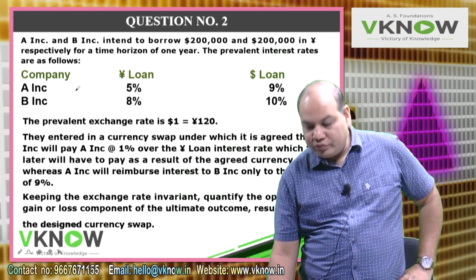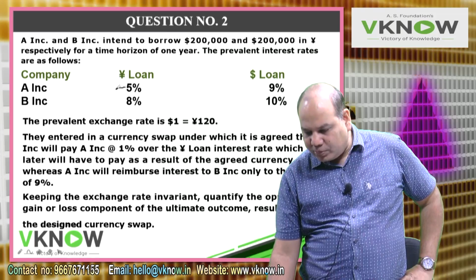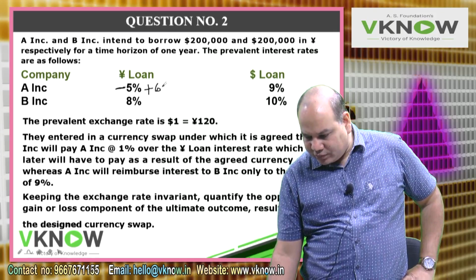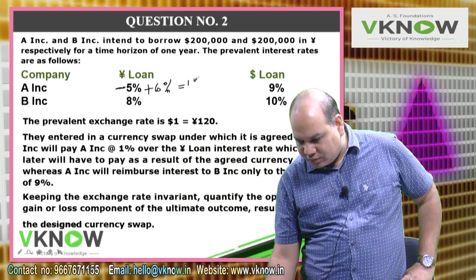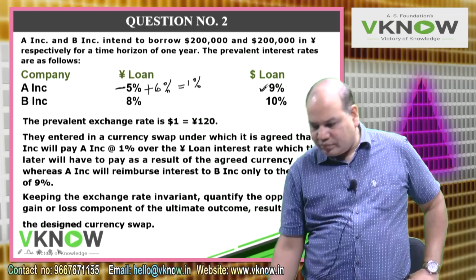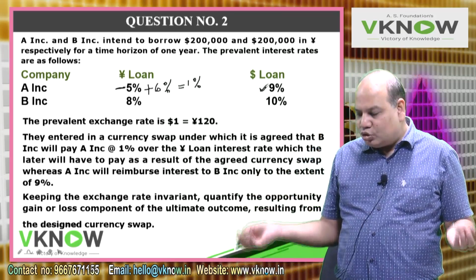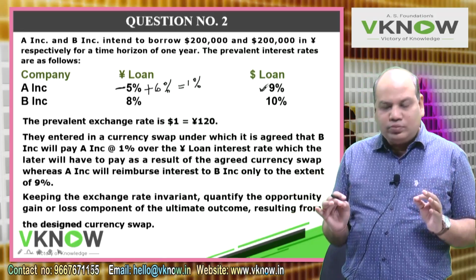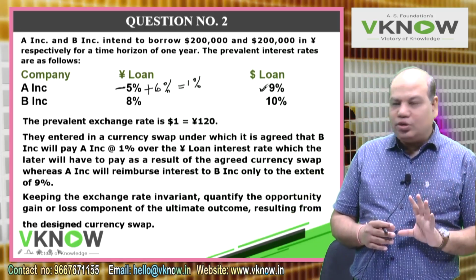On yen loan, look at it from A. A will borrow at 5%. So A has to pay its banker 5%, but A will receive 6% from B. So 1% gain to A. And A is paying to B on dollar loan 9%, which in any case A would have paid to its banker 9%. So on dollar loan, A has no profit, no loss. But on yen loan, A will borrow at 5% and transfer to B at 6%. So 1% gain to A.